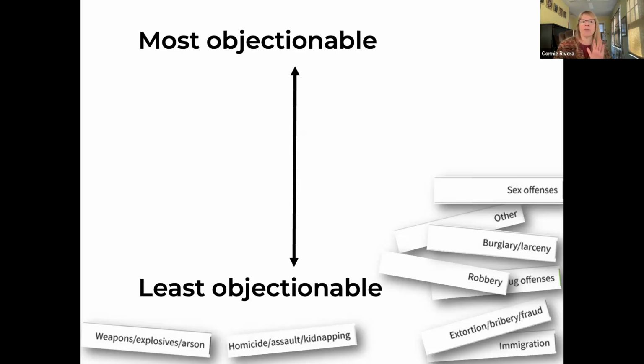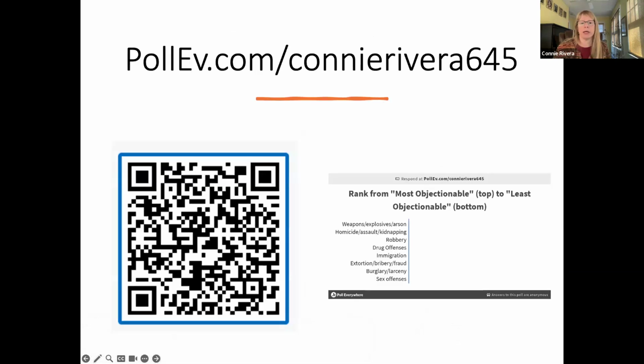So I'm asking right now for objectionable, and I have the poll everywhere for you if you would like to use the QR code. And let me get that in the, oh, there it is in the chat. Thank you, Lindsay. And go ahead out to that poll and drag them in the order where you're representing most objectionable at the top, least objectionable at the bottom.